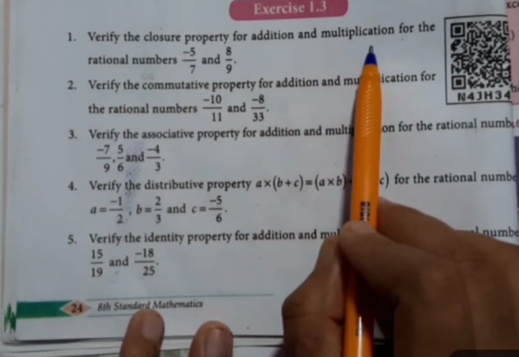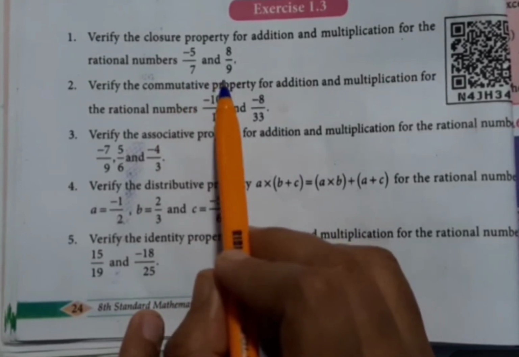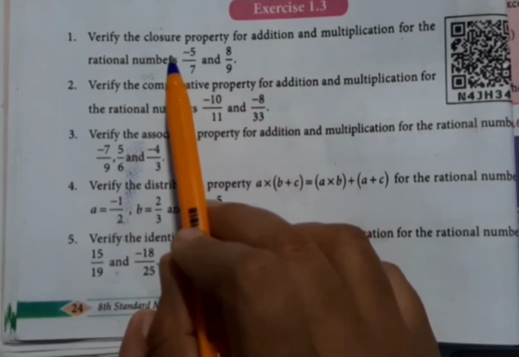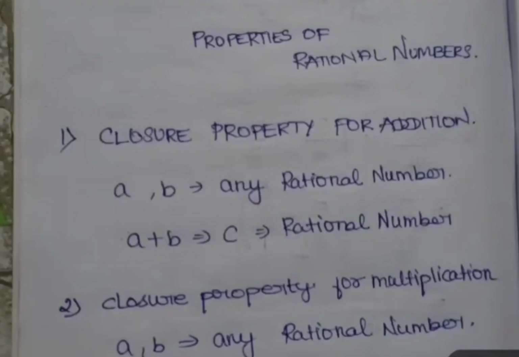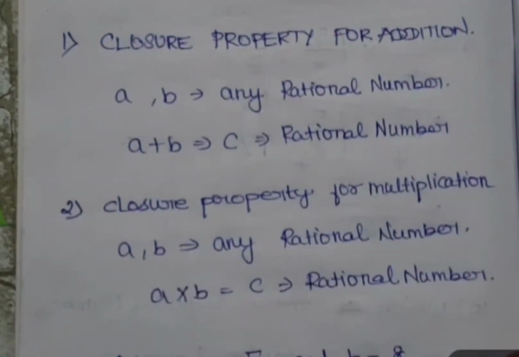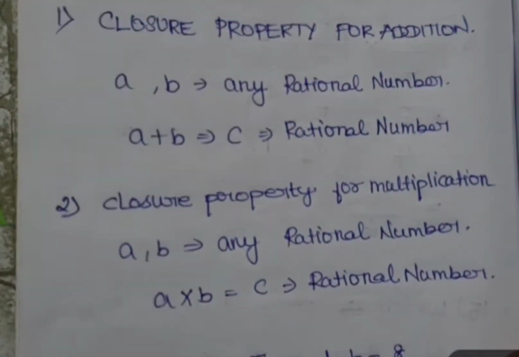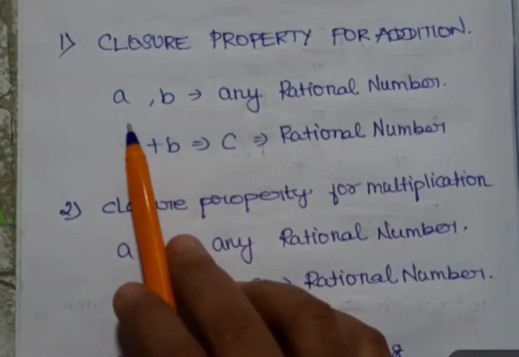Okay, first one: verify the closure properties for addition and multiplication for the rational numbers minus 5 by 7 and 8 by 9. So what is closure property, you must know. Let's revise that. So properties of rational numbers, first one is closure property for addition. This we learnt already in revision, in the first video I sent.